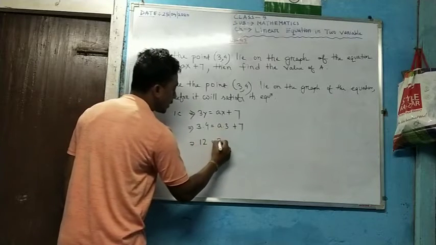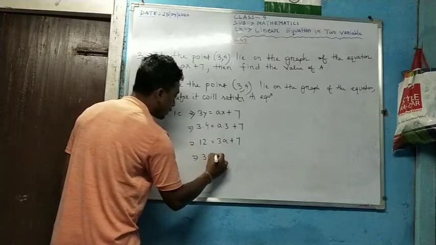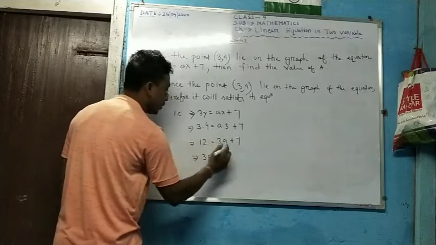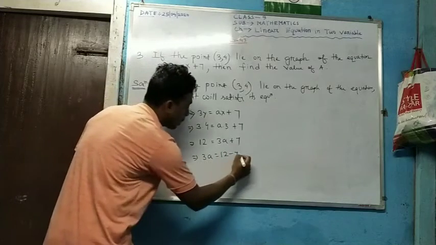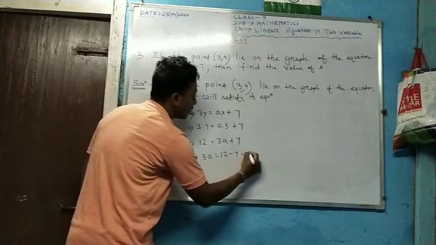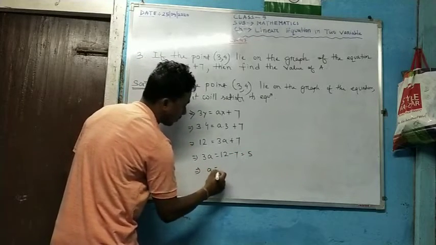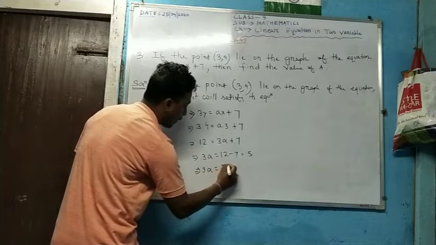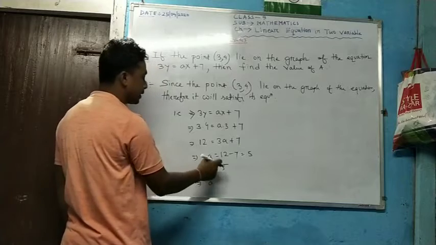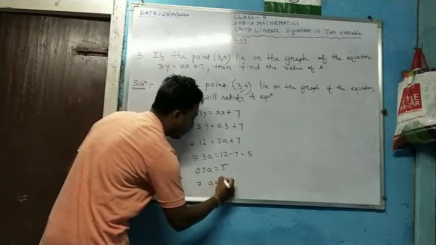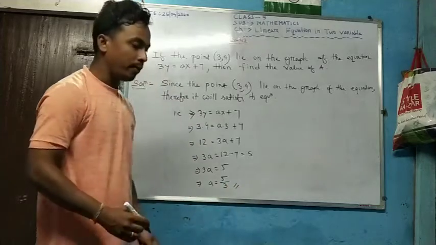3 into a, that is thrice a, plus 7. That is, thrice a equal to 12 minus 7. So 12 minus 7, the value will be 5. So a will be what? Thrice a equal to 5, then a will be what? 3 is multiplied here, so it will change and become 5 divided by 3. So the value of a is 5 by 3.